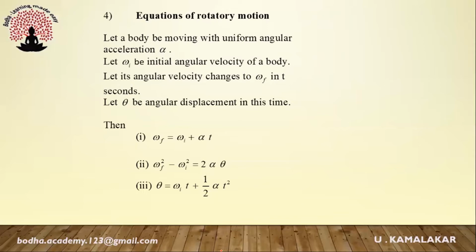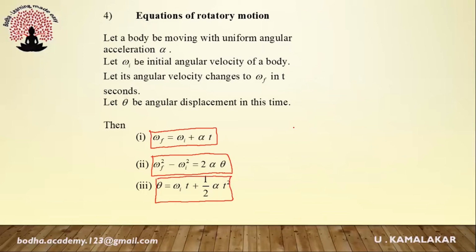Let a body be moving with uniform angular acceleration alpha. Let omega i be the initial angular velocity of the body. Let its angular velocity change to omega f in time t seconds. Let theta be the angular displacement in this time. Then the equations of motion for rotatory motion are given as omega final equals omega initial plus alpha t. Omega final square minus omega initial square equals 2 alpha theta. Theta equals omega i into t plus half alpha t square.